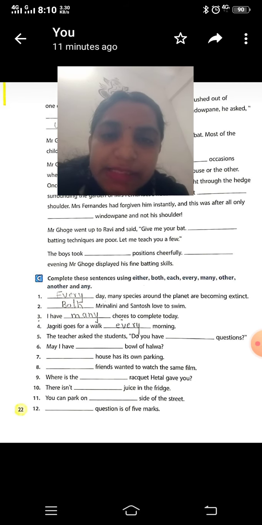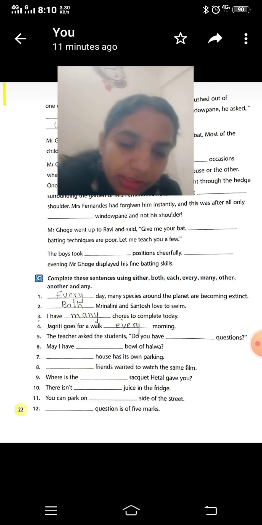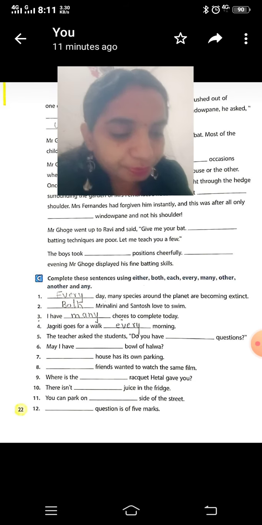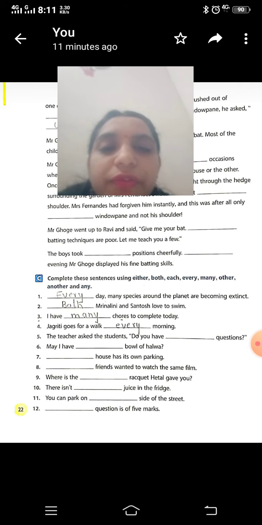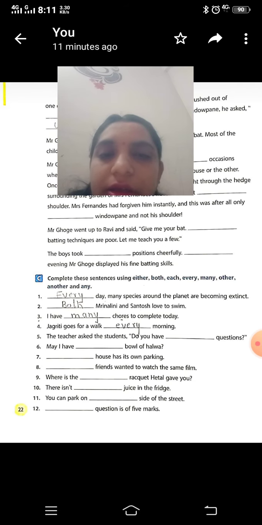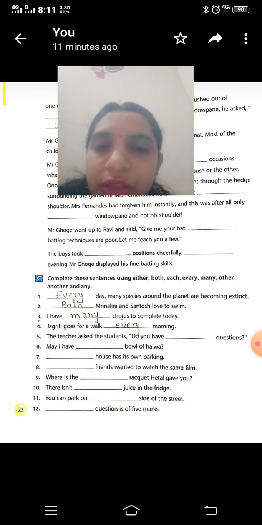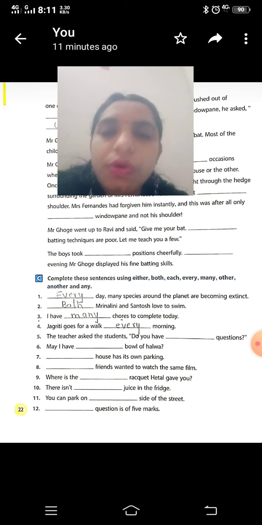Complete these sentences using either, both, each, every, many, other, another, any. These words you have to choose for the sentences. First, every day, many species around the planet are becoming extinct. Then now two names are there, Mrinalini and Santosh. So both is used. Both Mrinalini and Santosh love to swim.